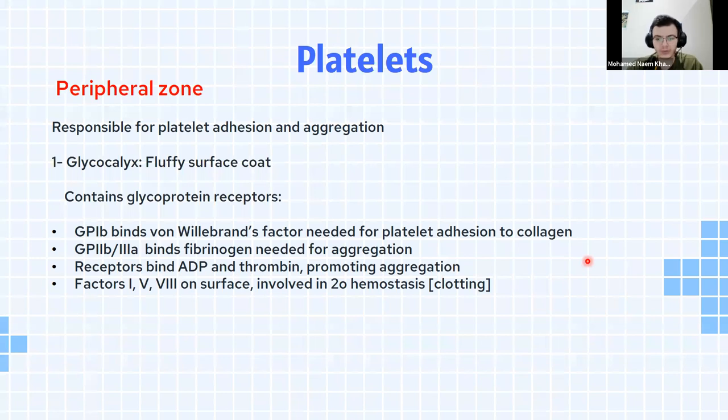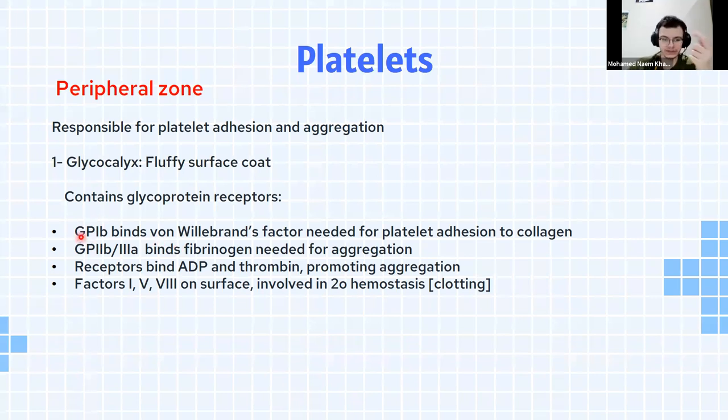Basically, these glycoproteins, these are things you need to memorize. I'm pretty sure each one of these lines, one or two questions are going to come from them, okay? Very important, like the ABCs of the aggregation reaction. So let's talk about them.